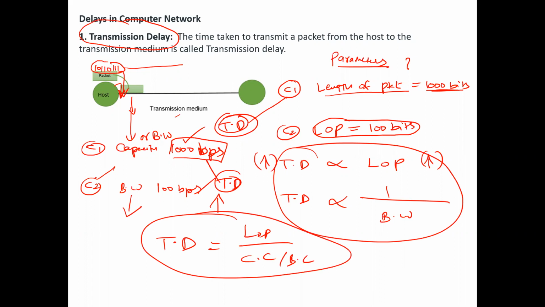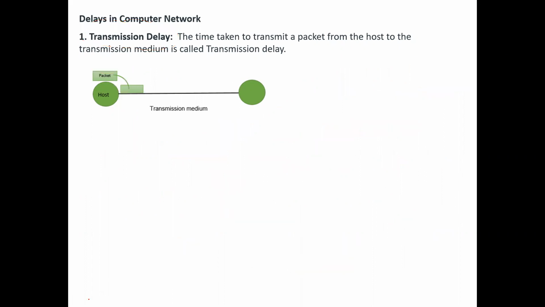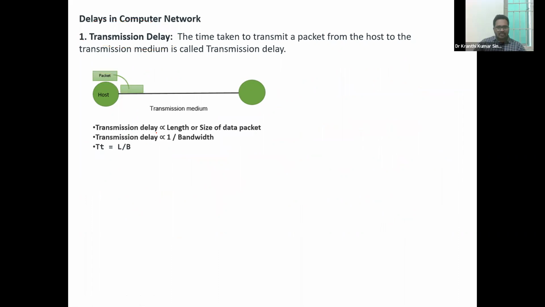Yes, sir. Right. That is the formula here. Transmission delay depends on the length or size of the data packet, and it is inversely proportional to bandwidth. If bandwidth is more, it can take up more bits at a time. If bandwidth is less, it takes fewer. So the final formula for transmission delay is the length of the packet divided by the capacity of the channel. In general, capacity is calculated as bandwidth. Do you understand this? Or any doubts?